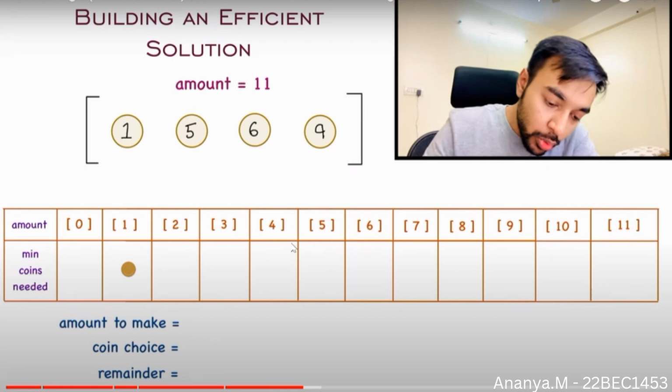But we can also have certain options. For example, if we take 5, we cannot use 6 and 9 because they're greater than 5, but we can use either 1 or 5. So in this case we'll have two cases: case 1, if we utilize a coin of denomination 1, and case 2, if we utilize a coin of denomination 5. Taking case 1, the amount to make is 5, the coin choice is 1, and the remainder is 5 minus 1, which is 4.